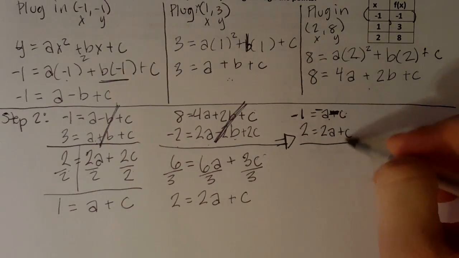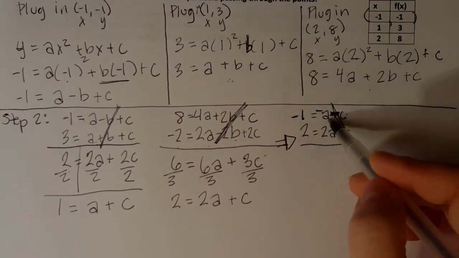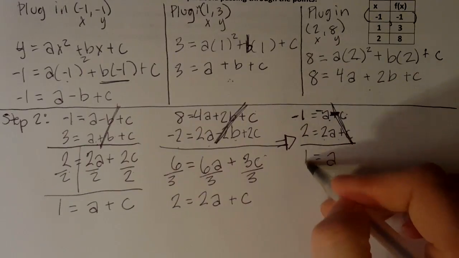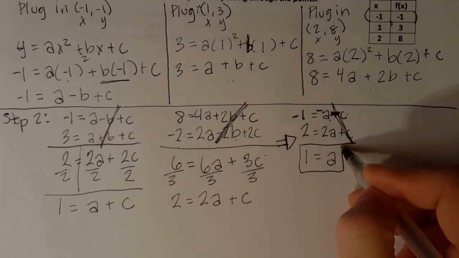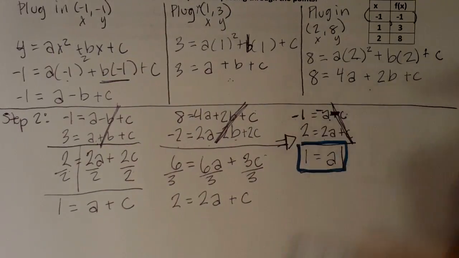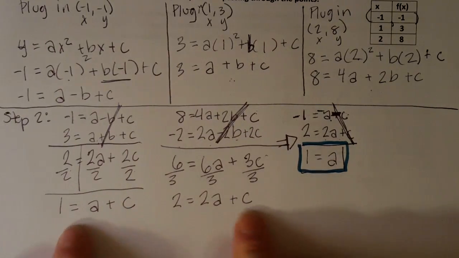So now I have negative c plus c cancels out, and I'm left with just the a's. Negative a plus 2a is 1a. Negative 1 plus 2 is 1. So we now know a is 1. Okay, I'll box that in green so we can find it again. A nice equation down here that only has two variables.